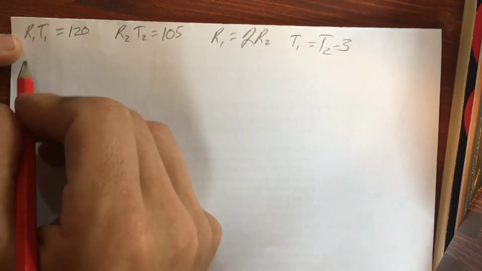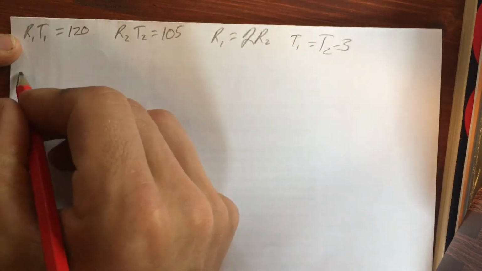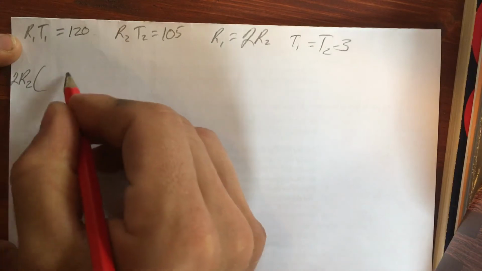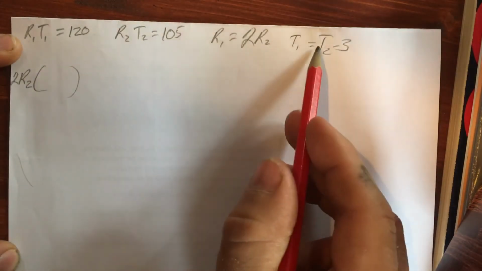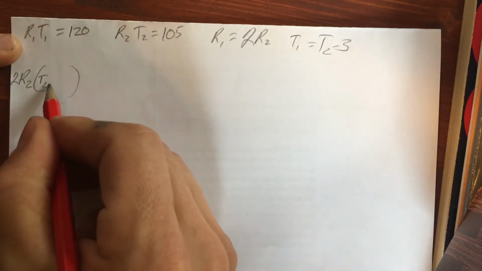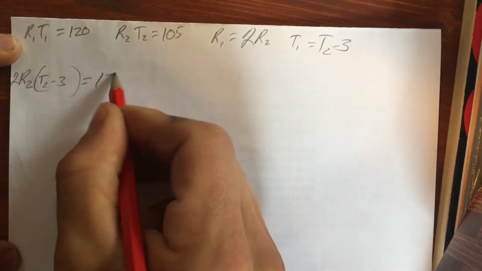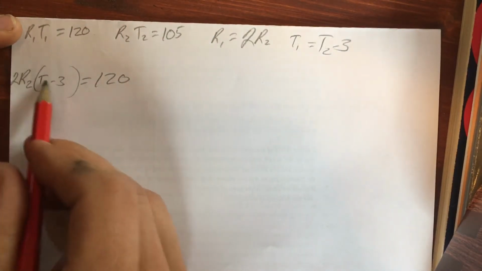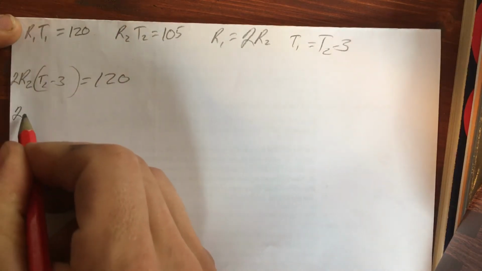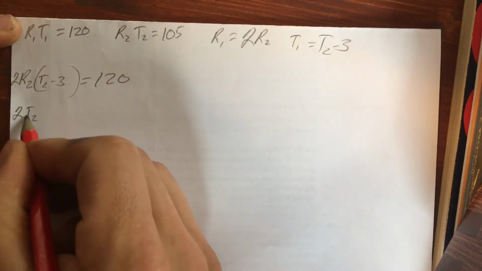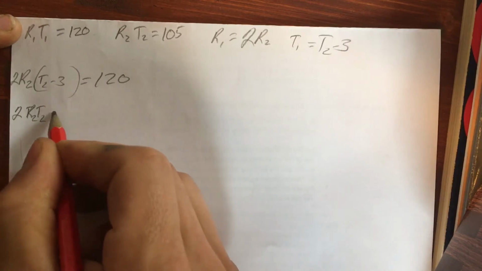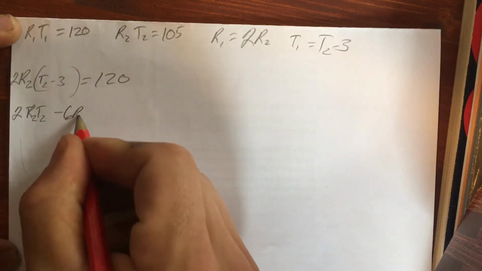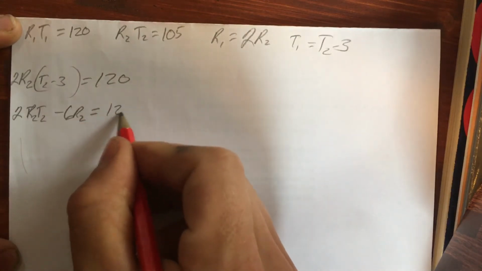All right, now we're ready to work this first problem, plugging this information in for R1 and T1. So we're going to go with R1 first of all. So 2 R2 times T1, which is T2 minus 3, equals 120. Now we have to multiply this and distribute it across. So 2 R2 T2 minus, and 2 R2 times 3 is 6 R2, equals 120.